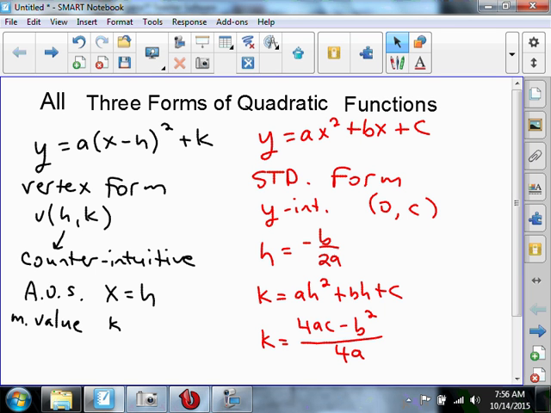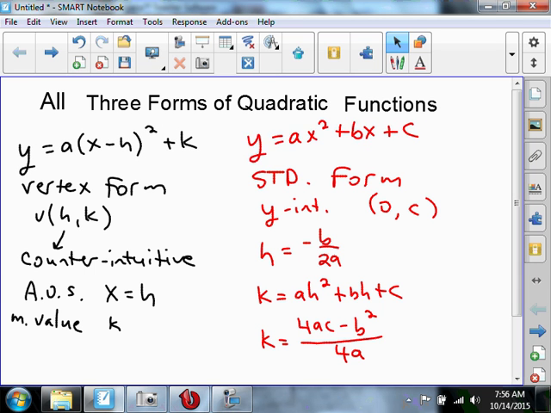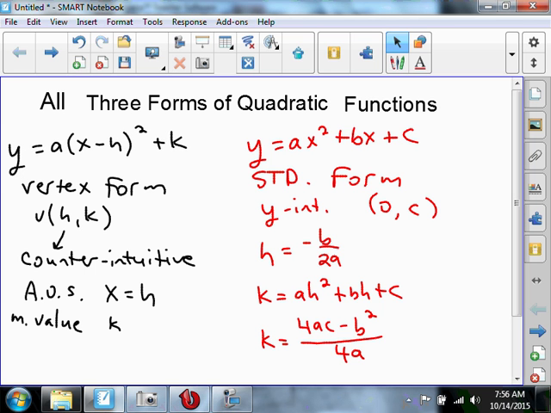So those are two of the three forms. We've seen those. We saw vertex form in chapter 4, section 1. We saw standard form in chapter 4, section 2. And vertex form, pretty easy to deal with. Standard form, when you have to find the vertex, it's a nightmare. It's not a nightmare, but it required some work.